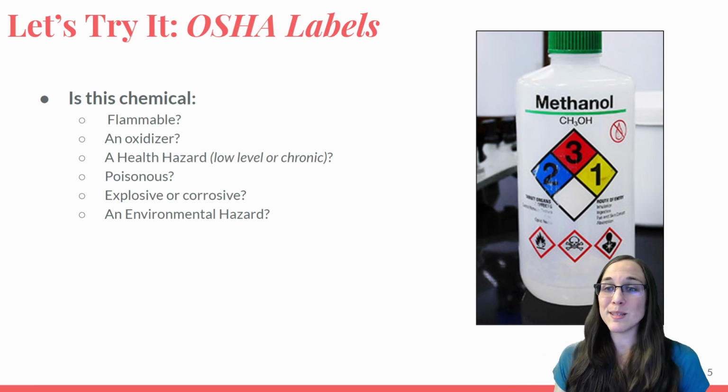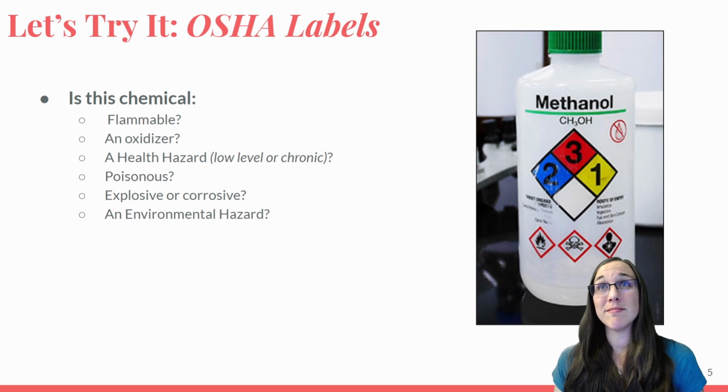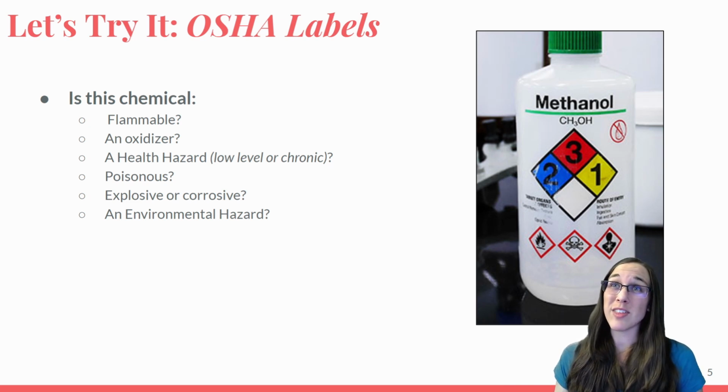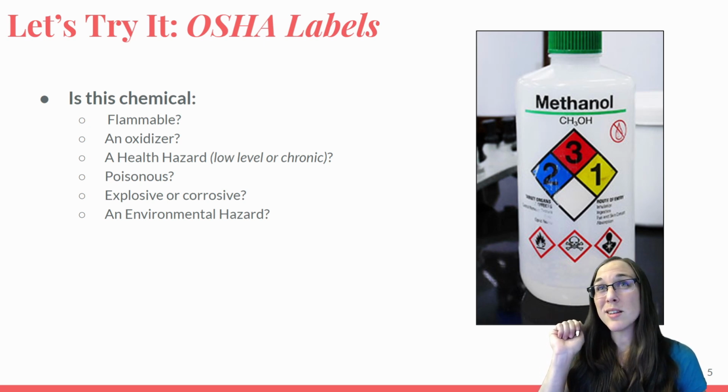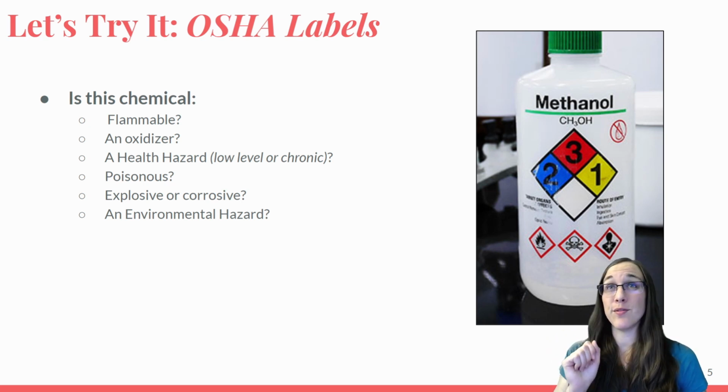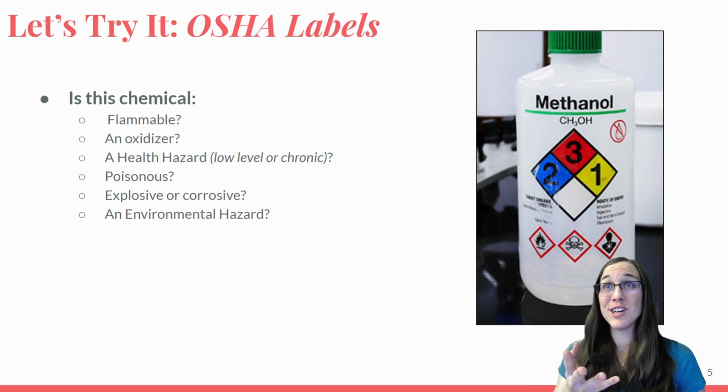Now, if we're looking at this bottle, it's got a few labels on it. The only ones we've talked about so far are the OSHA labels. Those are the ones right here on the bottom of the bottle, outlined in red. So according to those OSHA labels, what does that tell us about methanol? Is it flammable? Well, that first one is a fire. So yes, it is a flammable chemical.